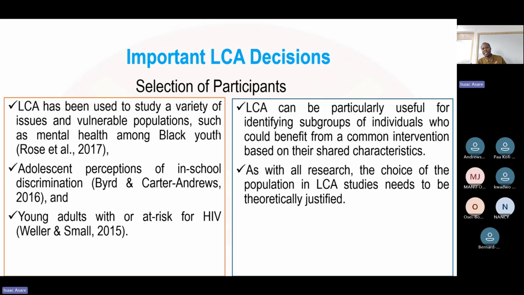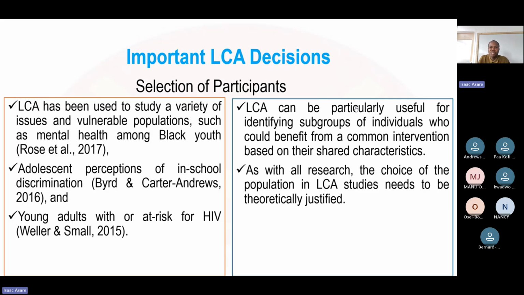So we are saying, as I've already indicated, that LCA can be useful for identifying subgroups of individuals who could benefit from a common intervention, right? Because the focus is, if I do this research, we are going to support them with something. How do we select them so that at the end of the day, we'll be able to give that group of individuals the kind of support that they are looking for, right? These are some of the things that you should be asking yourself.